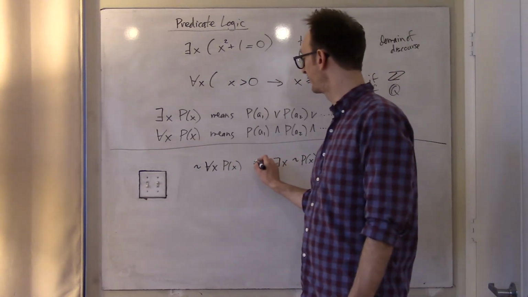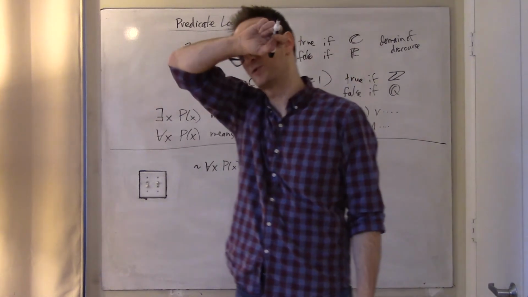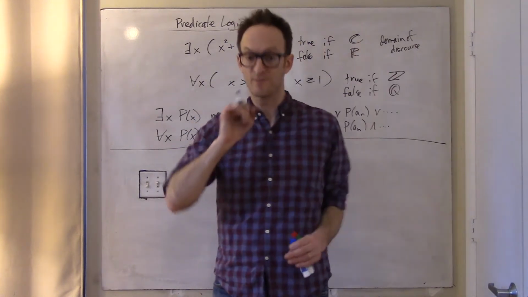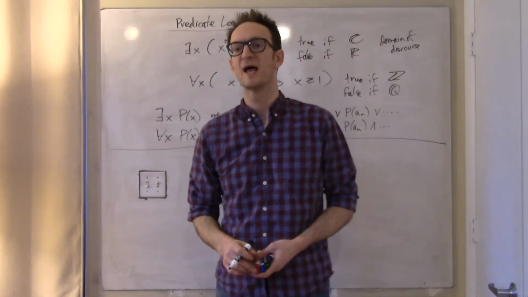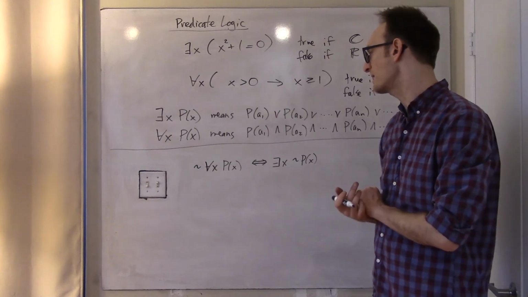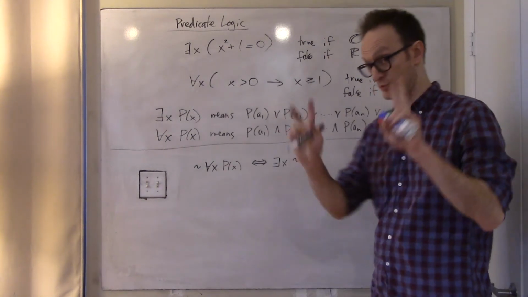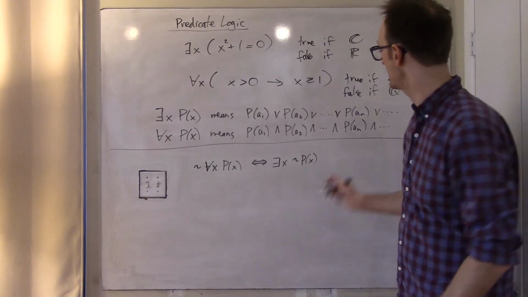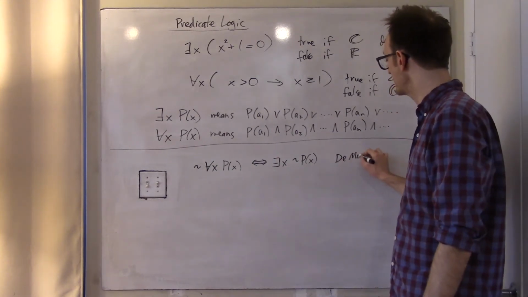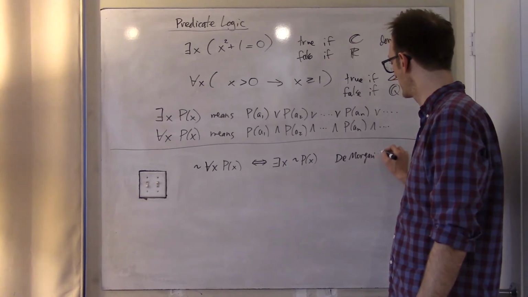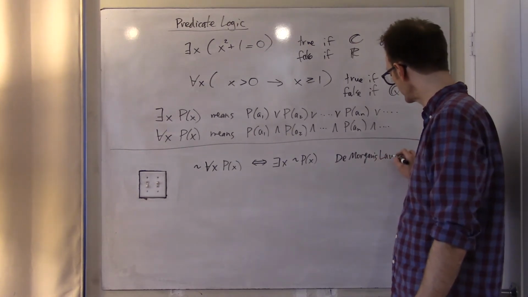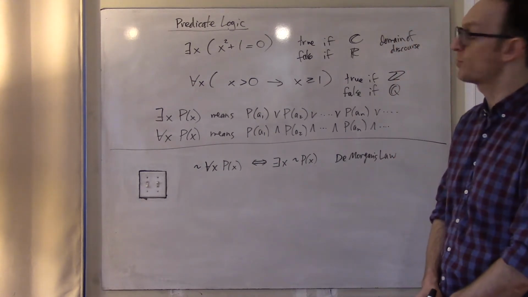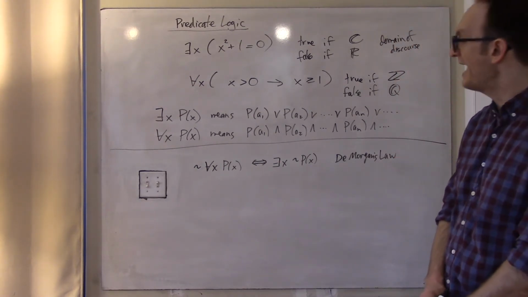This is not a proof, and notice that I'm not making a truth table to justify this. I am simply invoking some basic level of common sense that you have, and it actually requires quite a lot of work to prove something like this. So that's not what we're going to do right now. But this is a De Morgan law. This is the predicate logic version of the De Morgan's laws that we saw for propositional logic.